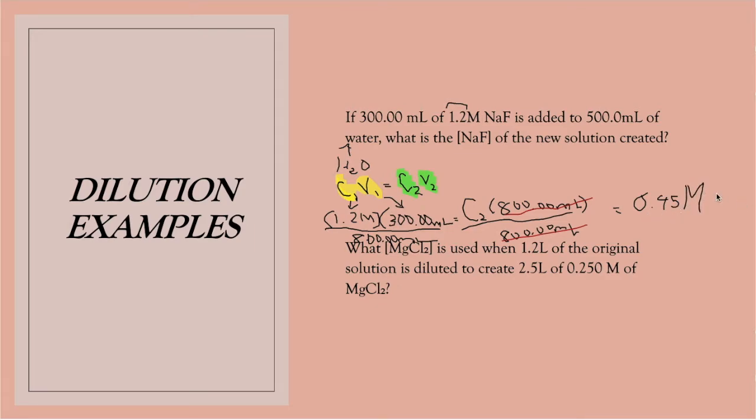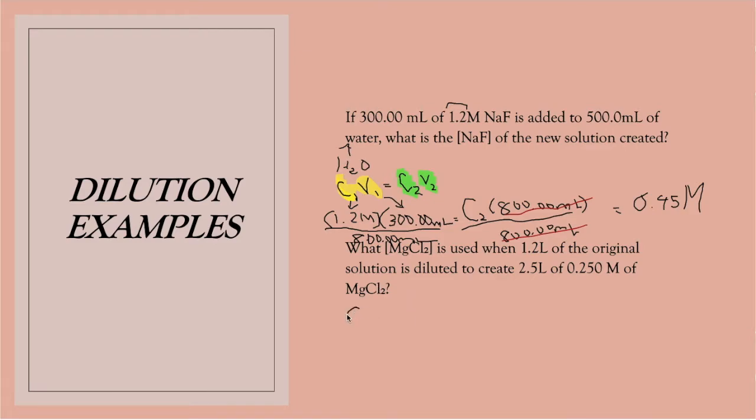Never forget the unit. And then the second example is: what concentration of magnesium chloride is used when 1.2 liters of the original solution is diluted to create 2.5 liters of 0.250 molarity of magnesium chloride? So it is asking us for the first concentration.